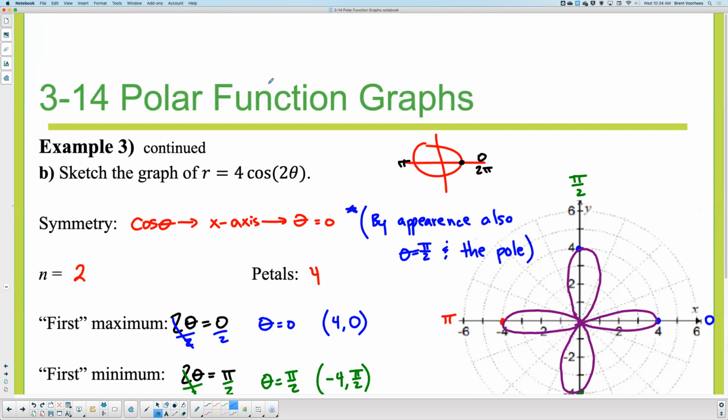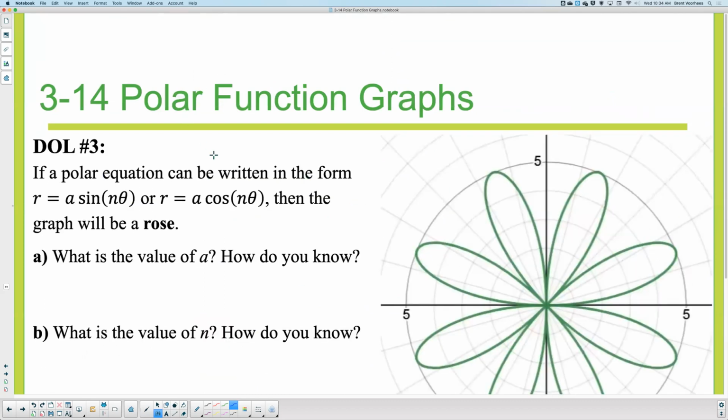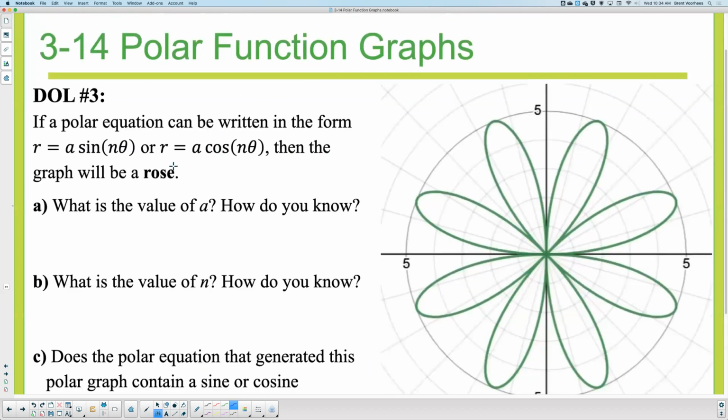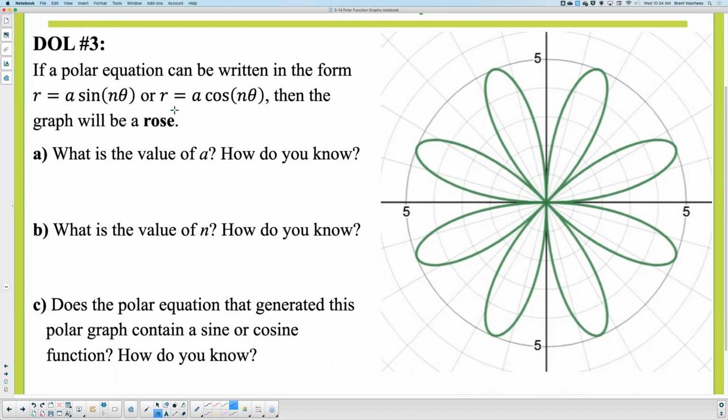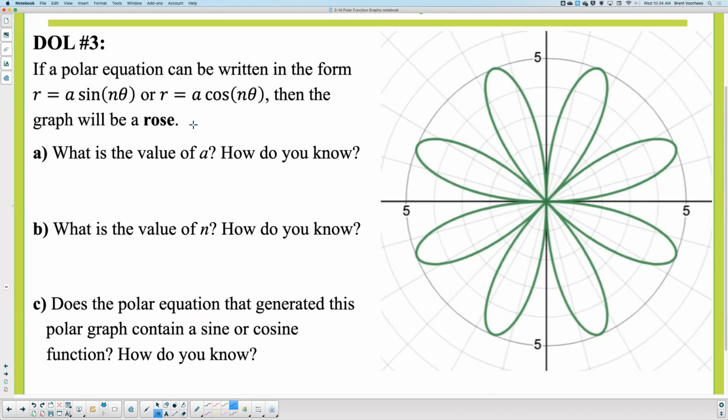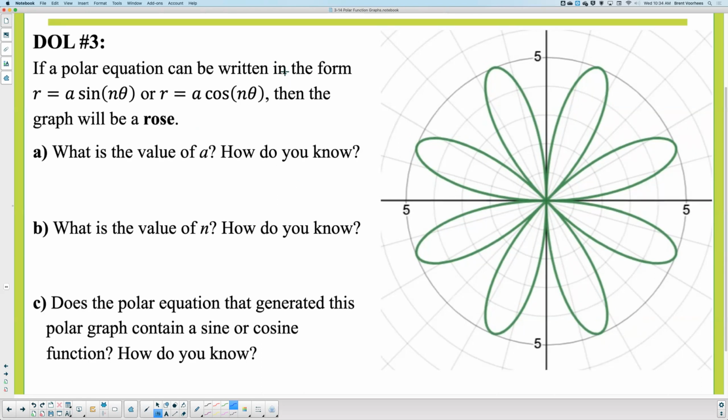Okay, so summary on a polar. It says polar equations can be written these 2 ways. Not polar, I'm sorry, summary on a rose. I want you to look at this graph and determine what you think the value of A is, and whether or not you think this is a sine graph or a cosine graph. So what's the A? What's the N? And then is it a sine or cosine function? How do you know? I'll let you think on that.